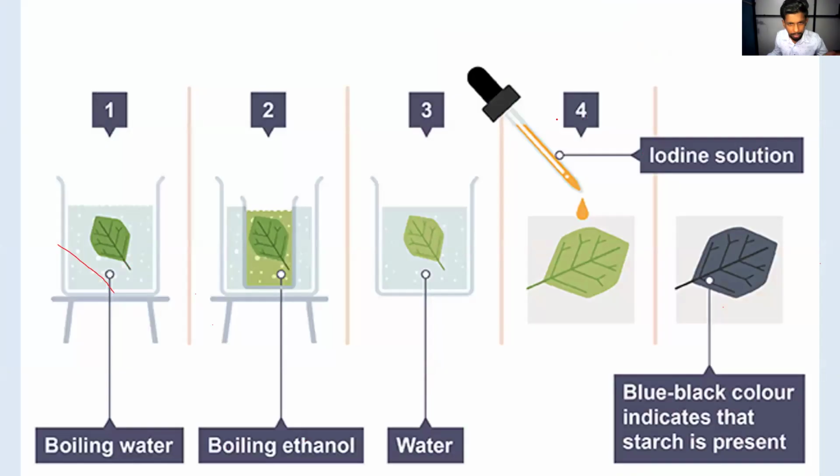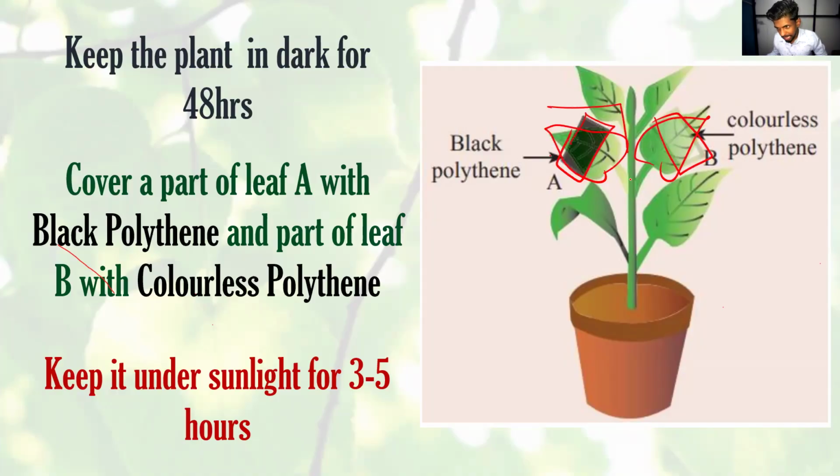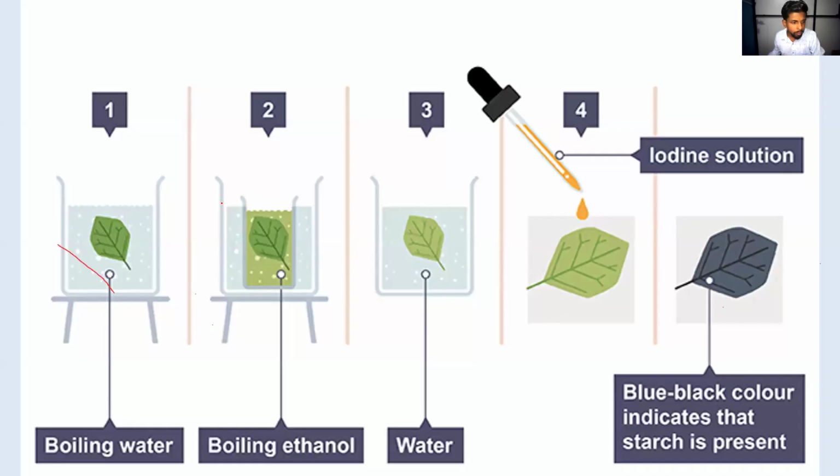You know the starch test. This is a starch test, right? We have taken this leaf, leaf A. Just imagine that we have taken leaf A. First of all, we want to boil it in hot water. Boil in hot water.